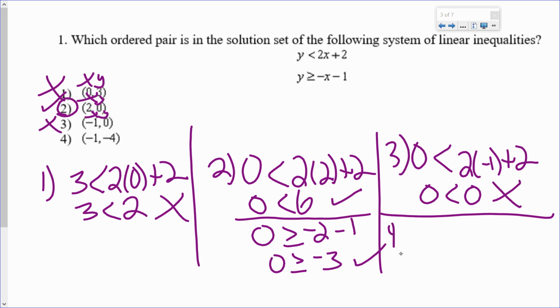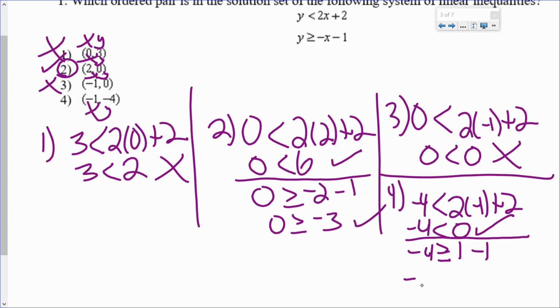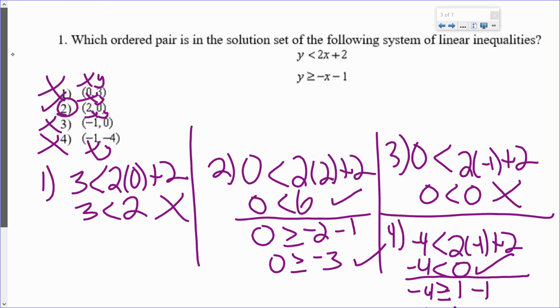And choice 4, we have x and y. Negative 4 is less than 2 times negative 1 plus 2. Negative 4 is less than negative 2 plus 2 is 0. Yes. And then the second inequality, negative 4 is greater than or equal to negative x would be positive 1 minus 1. That's going to give me negative 4 is greater than or equal to 0. No, negative 4 is not greater than or equal to 0. It doesn't work in both, so choice 2 is your answer.